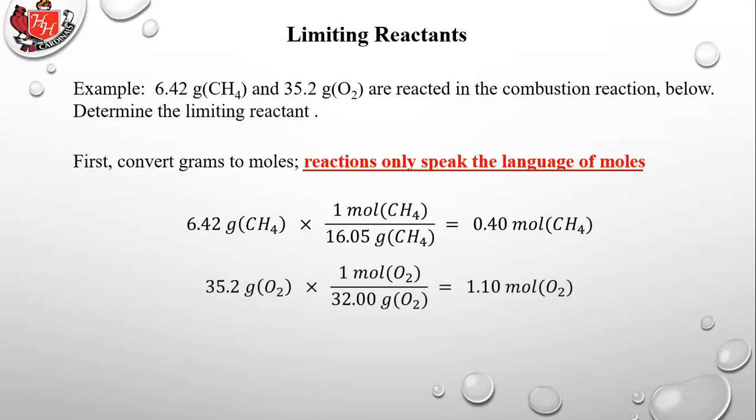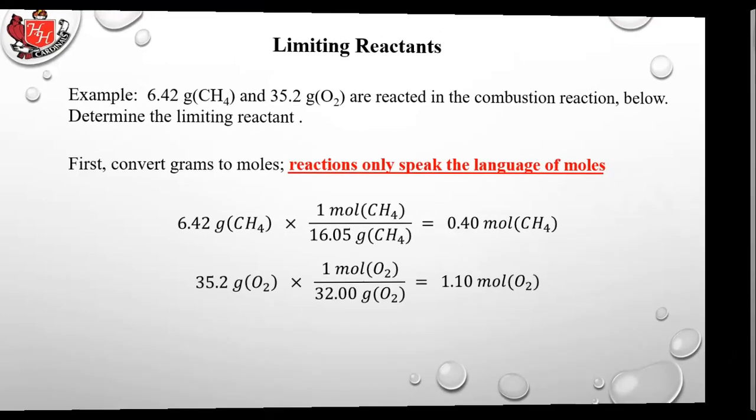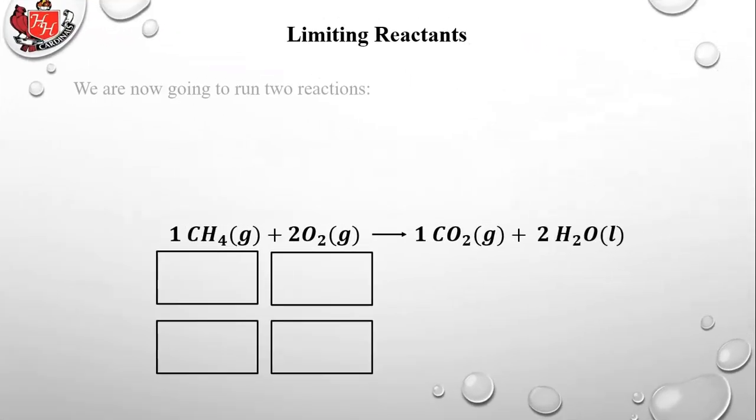We'll do the same thing with oxygen, 35.2 grams of oxygen. We have our conversion factor for oxygen, and we need grams of O2 on the bottom, so it cancels with grams of O2 on the top. And then that leaves us with 1.1 moles of O2.